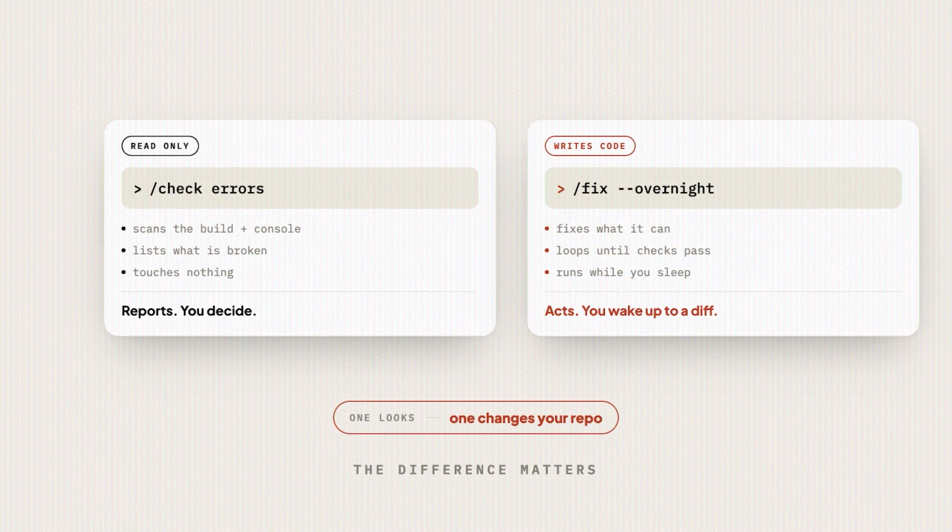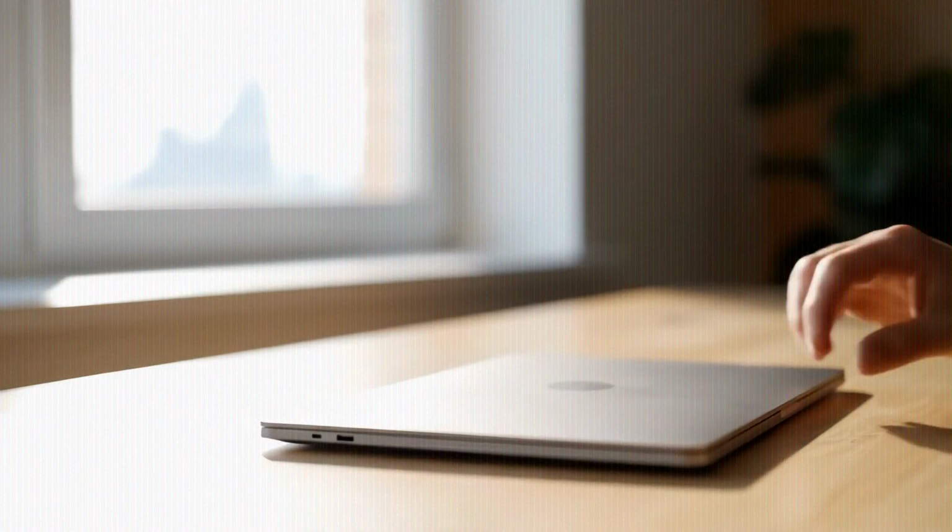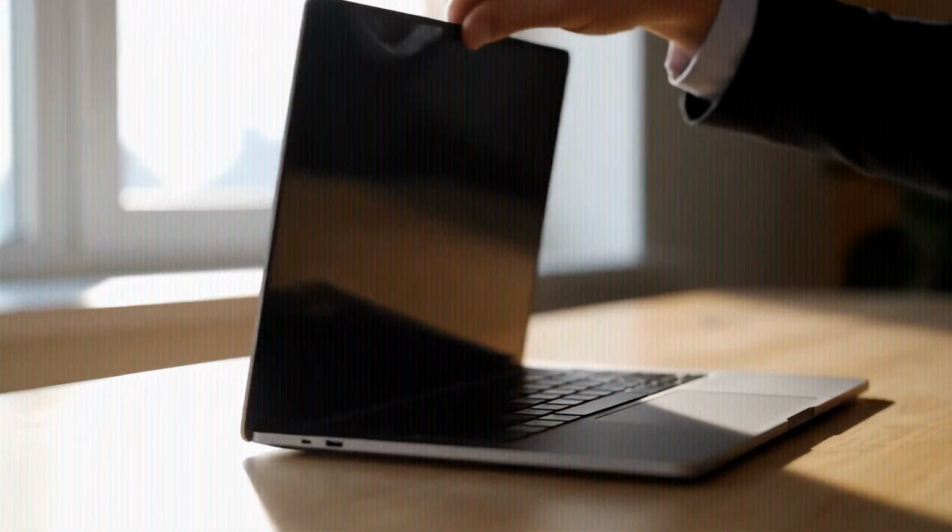Two commands here, and the difference matters. /loop runs on your own machine, so when the laptop is off, the loop is off. /schedule pushes it to the cloud, and it keeps running whether you're there or not. It's like an agent. It's basically an AI agent.